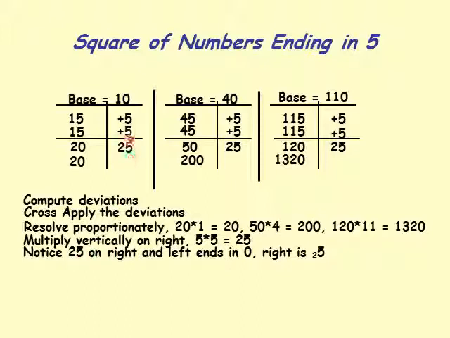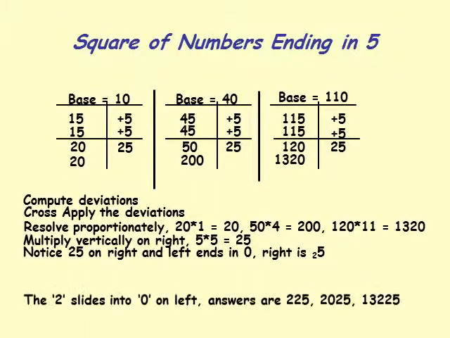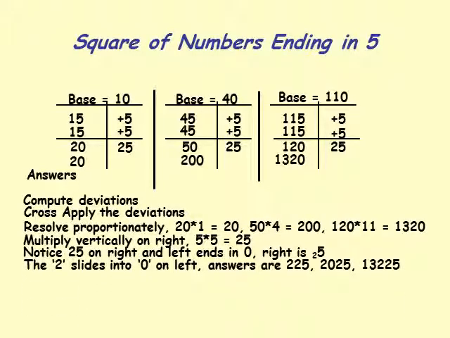Now notice that we have 25 on the right all the way, and the left numbers all end in 0. Only one digit is allowed on the right, so the 2 from 25 gets carried to the left. This 2 slides into the 0 on each of the left numbers. So 2 slides into the 0 on the left.